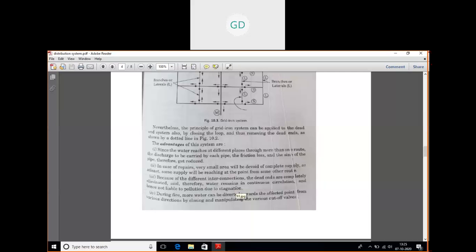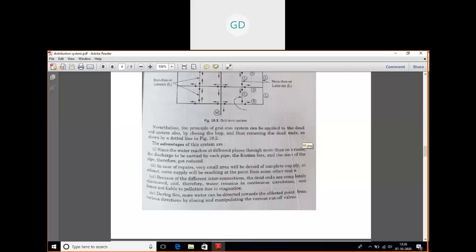And also in case of repairs, if any part of the pipe is being repaired, the other people will not be devoid of water supply, since they are getting the water through many routes. If any one route is affected, they will be getting water from the other routes. So that is one advantage.